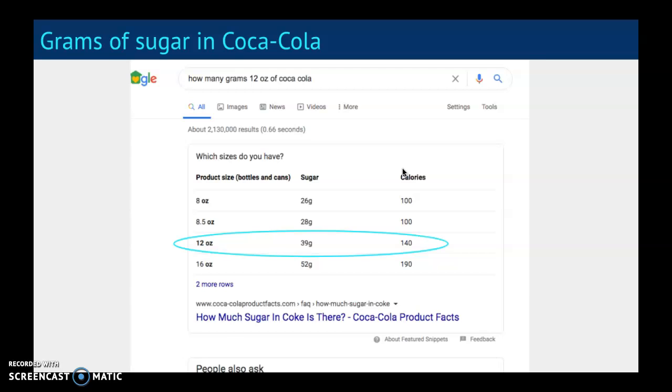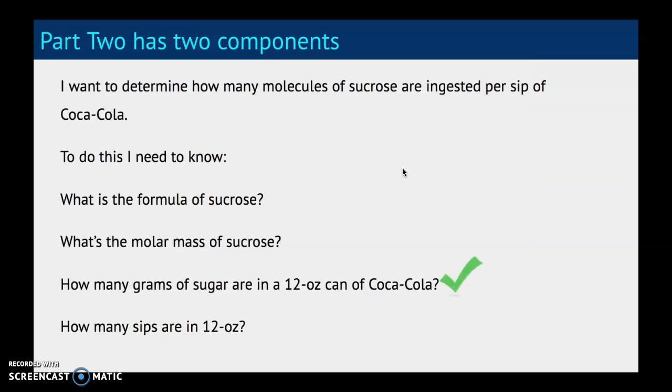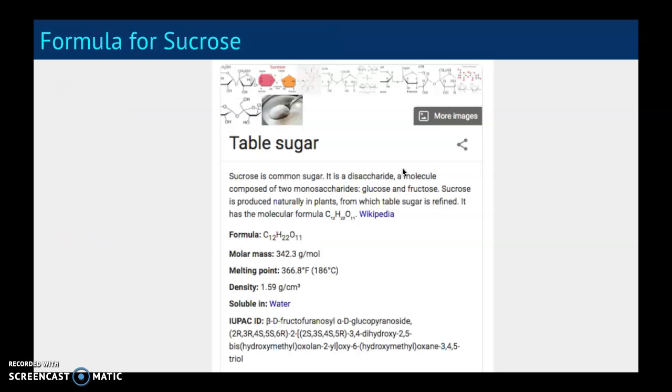That's the first thing that we want to do, so we've got that question answered. We know how many grams are present in a can of Coca-Cola. Now the next thing I wanted to do was look up the formula, and you can see the formula right here. It has 12 carbon atoms, 22 hydrogen atoms, and 11 oxygen atoms. You put all that together and we call that the molecule sucrose, or table sugar.